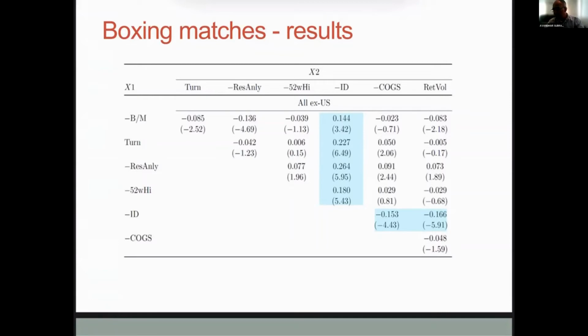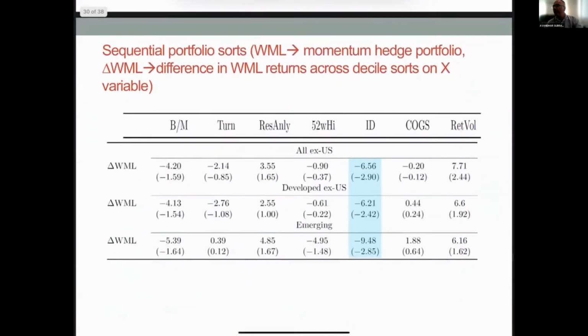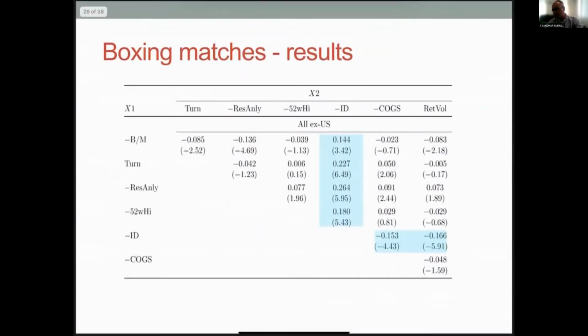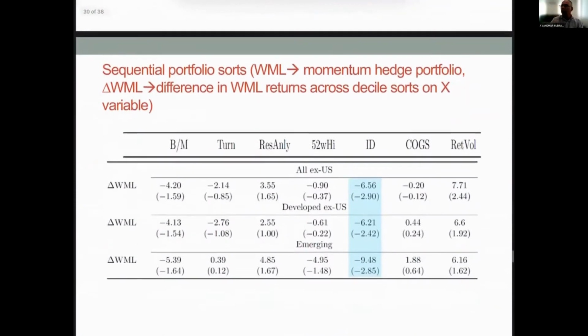And the horizontal one for ID versus Cogs and Retval is actually negative, and the reason is that the boxing match goes the other way, where we test for x1 equals x2 and it goes the other way. It's on the row side of the matrix, so obviously the coefficient will flip sign. But the fact is that ID wins every boxing match. So again, we get this robust result that ID is winning the boxing match. Remember, we're computing gamma 3 minus gamma 5, so when ID goes into the row, the sign will flip. So that's as far as the regression approach is concerned.